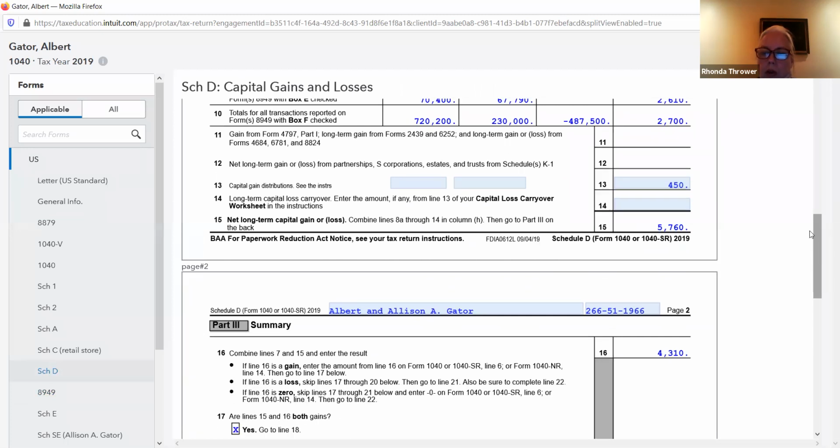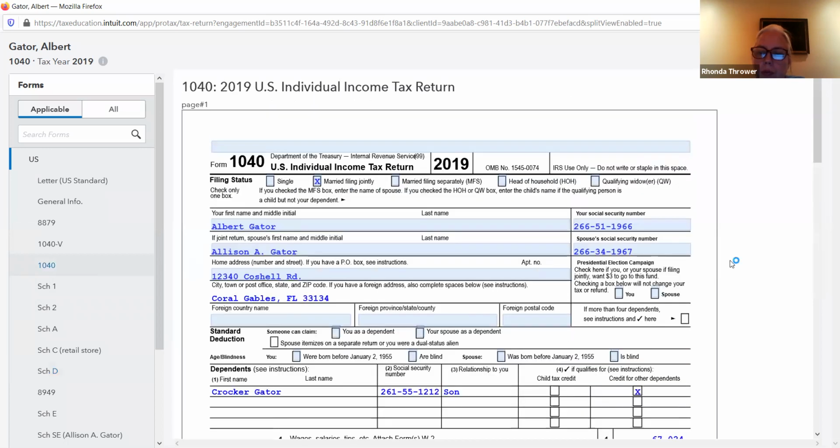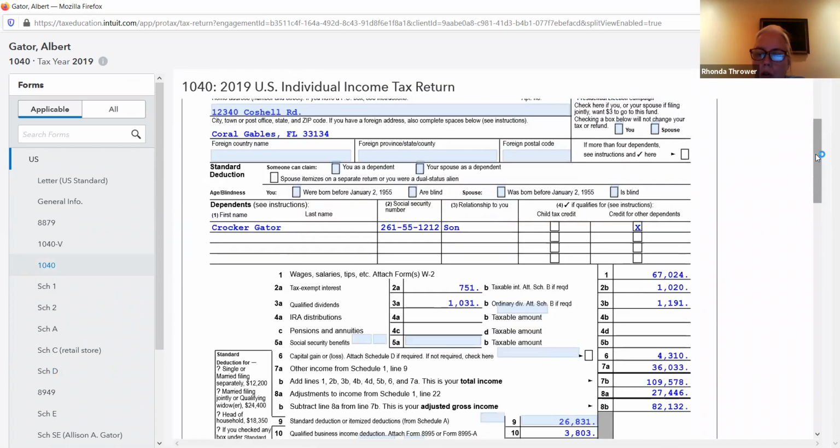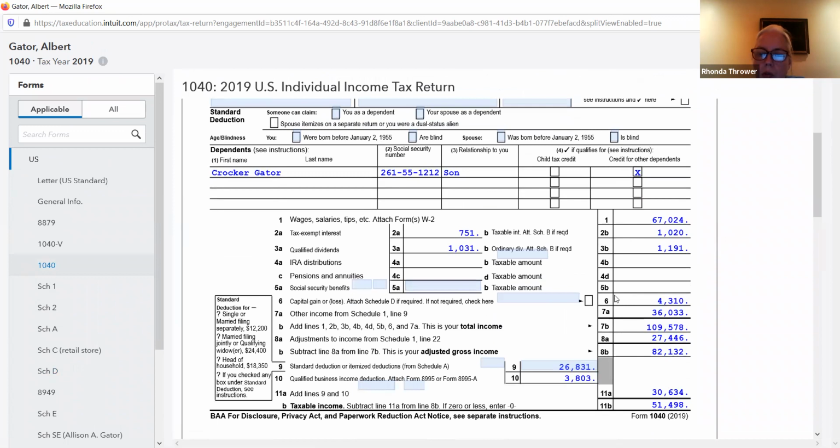So on Schedule D, line 16, you should have 4310. This 4310 is going to show up on your 1040 form. So I'm going to click on my 1040 form. I'm going to show you where the 4310 goes. It goes right here on line 6. And so that was something that was new for this particular chapter.